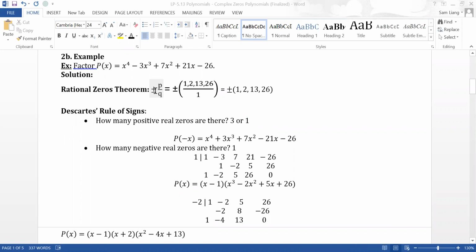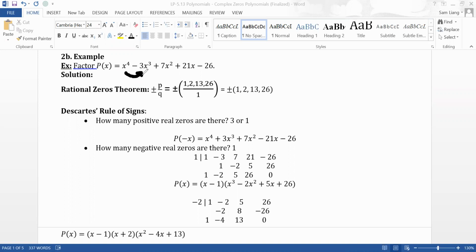Rational zeros theorem, we have plus minus p over q. The factors of negative 26 are 1, 2, 13, 26. And the factors of the leading coefficient, just 1. Therefore the possible rational zeros for this polynomial are plus minus 1, 2, 13, and 26. From there we'll use Descartes' rule of signs to find the number of positive and negative real zeros. For the positive real zeros, remember we just need to find the changes in sign.